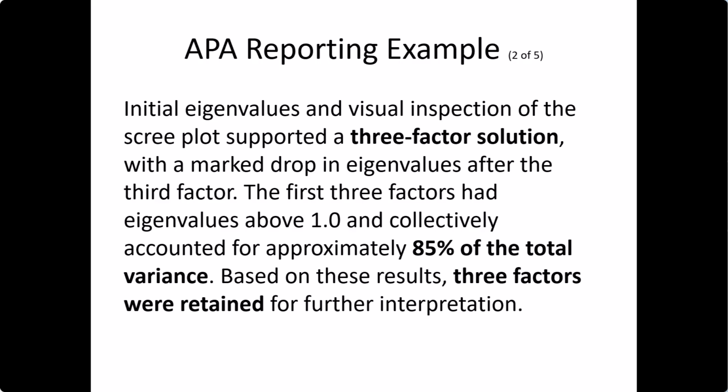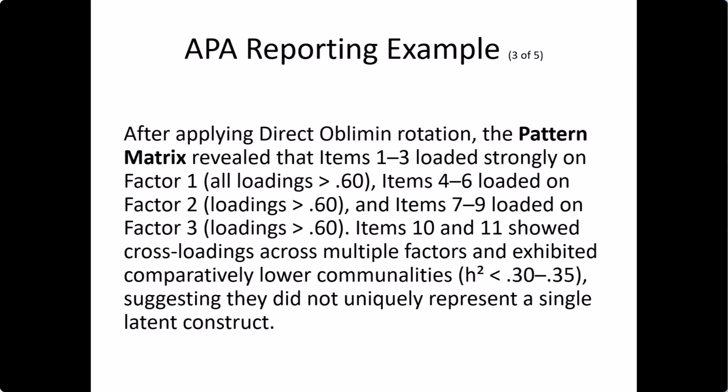Initial eigenvalues and visual inspection of the scree plot supported a 3-factor solution with a marked drop in eigenvalues after the 3rd factor. The first 3 factors had eigenvalues above 1.0 and collectively accounted for approximately 85% of the total variance. Based on these results, 3 factors were retained for further interpretation. After applying direct Oblimin rotation, the pattern matrix revealed that items 1 through 3 loaded strongly on factor 1, all loadings greater than 0.6. Items 4 through 6 loaded on factor 2. Items 7 through 9 loaded on factor 3.